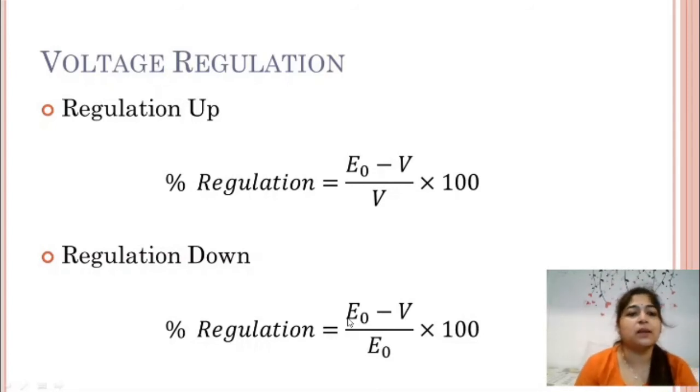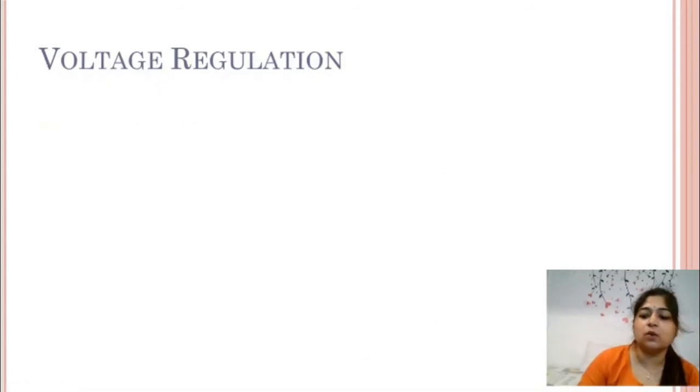So this is how you can remember regulation up, regulation down, and this is how you calculate them as a percentage of no load and full load voltage. In the problem, if they ask you to find regulation up and regulation down, you need to use these two formulas. But if they ask you just to find regulation, you will always find regulation as a percentage of full load voltage. Clear? Great.